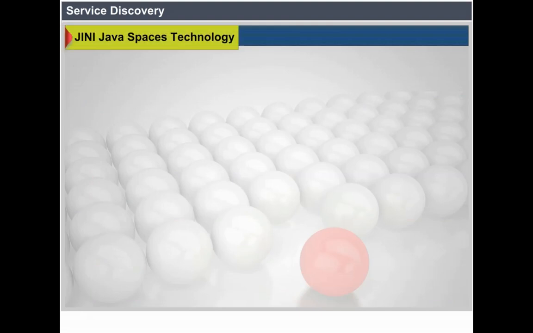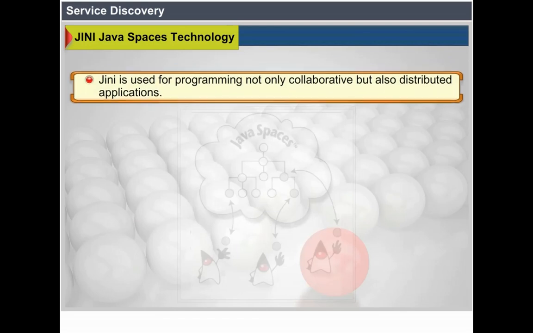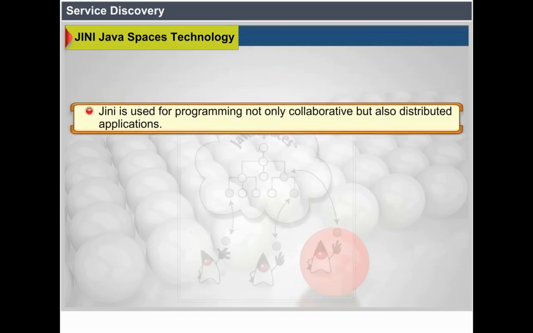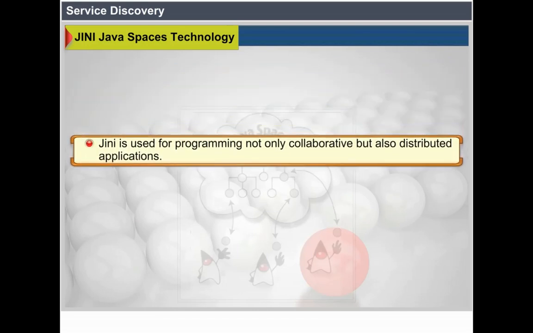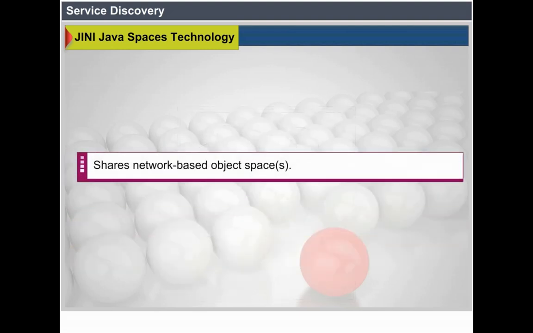JINI, JavaSpaces Technology. A simple and powerful high-level tool included in JINI. It is used for programming collaborative and distributed applications. Shares network-based object spaces.